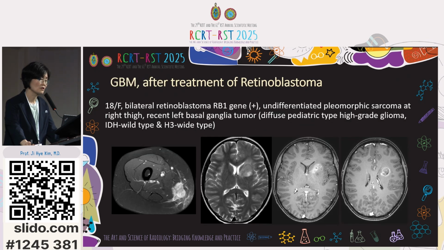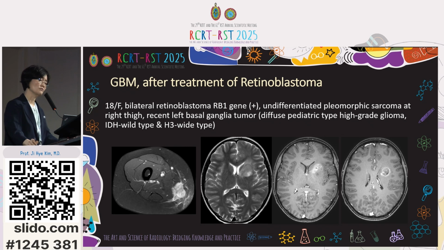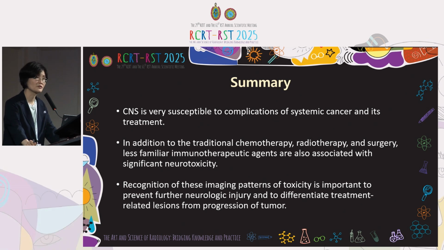This is the last representative case, who was treated for retinoblastoma during the infantile period. And we can see the thymus. This was proved to be pleomorphic sarcoma. Another basal ganglia tumor was a glioblastoma. So in summary, the CNS is very susceptible to complications of systemic cancer and its treatment.